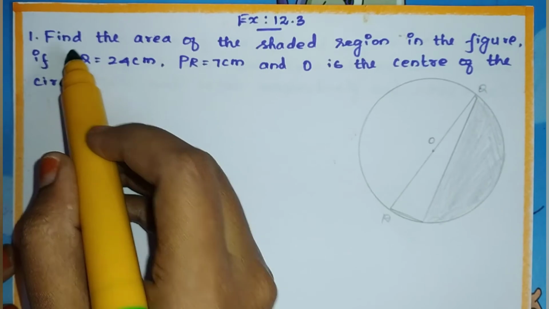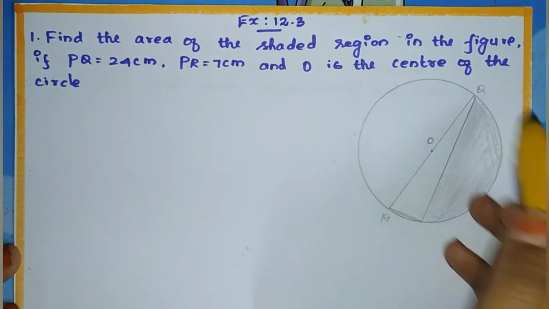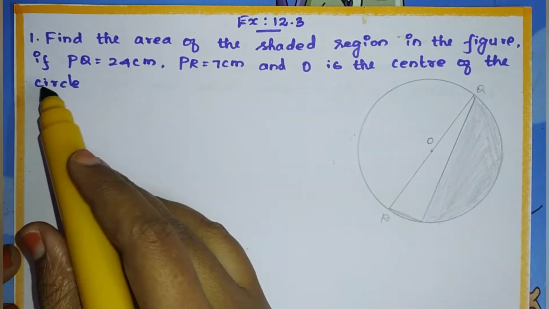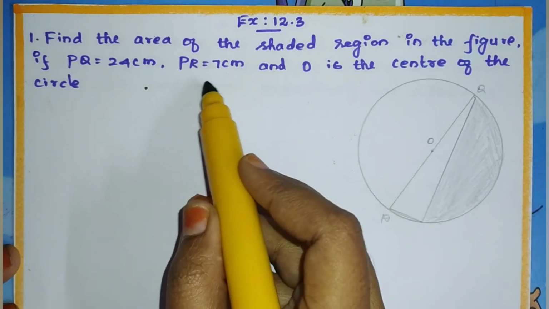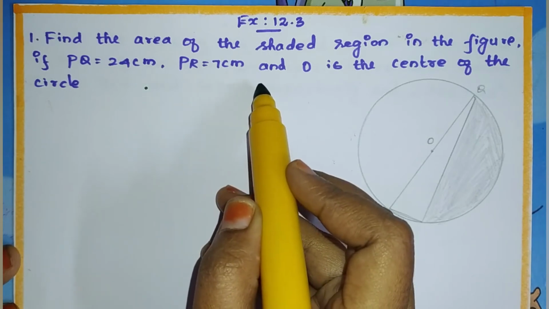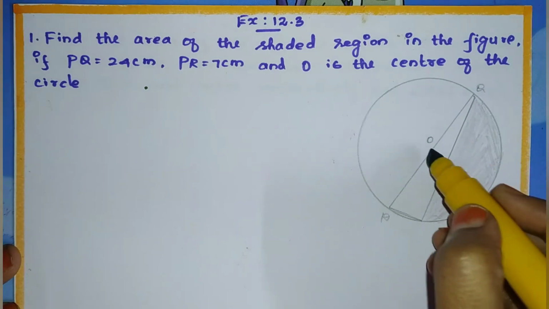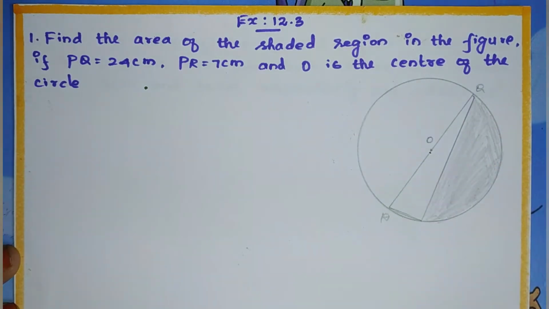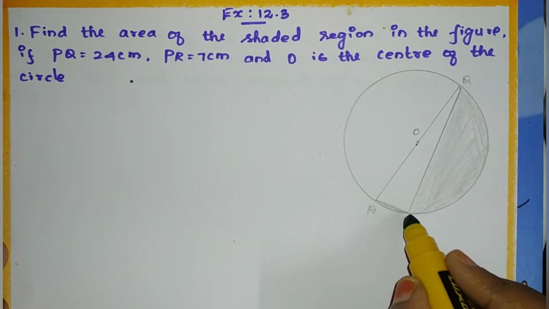First problem, find the area of the shaded region in the given figure if PQ is equal to 24 centimeter, PR is equal to 7 centimeter and O is the center of the circle. Clear children? Any doubt in this?